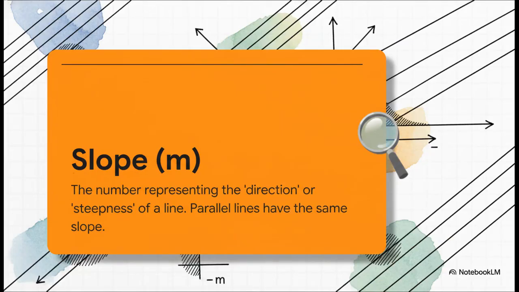So what is this direction we're trying to steal? Well, in the world of math, we just call it the slope. It's that little m in our classic y = mx + b equation. It tells us everything we need to know about how steep a line is. And here's the key. Parallel lines, by their very definition, have the exact same direction. That means they have the exact same slope.